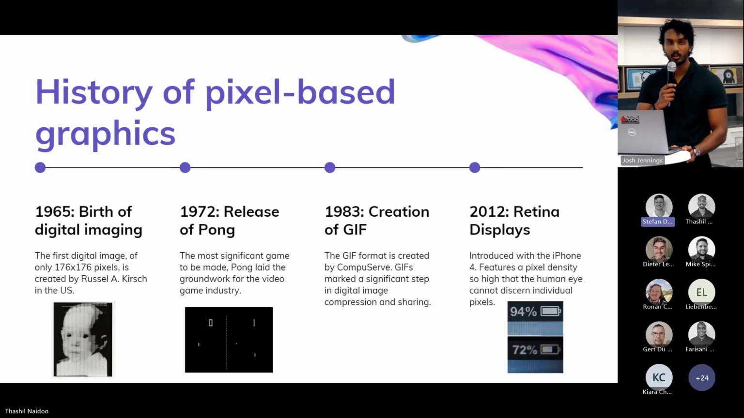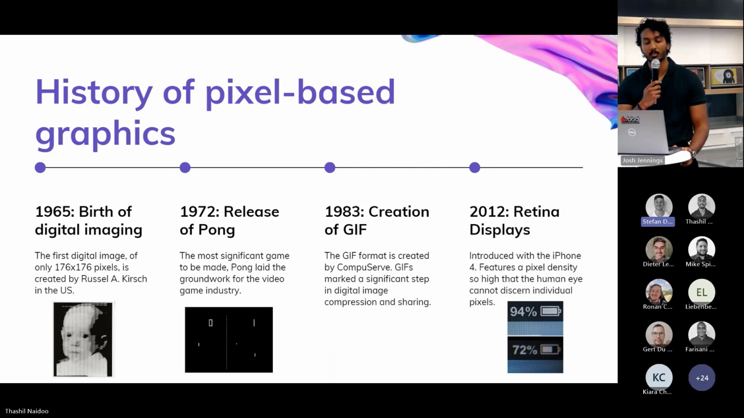A brief history of pixel-based graphics. In 1965 was the birth of the first digital image, of around 176 by 176 pixels, created by a man named Russell Kirsch. In 1972, we saw the release of Pong, the most significant game to be made, as Pong laid the groundwork for the video game industry.